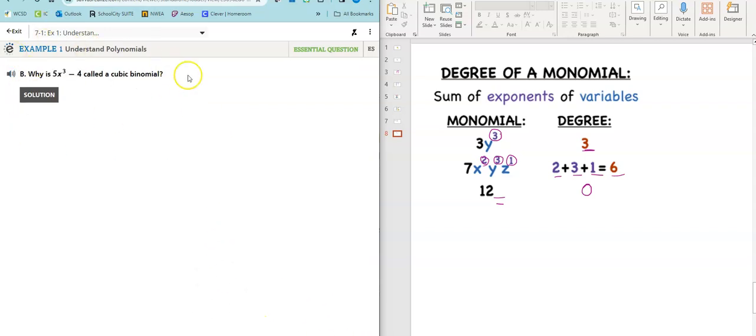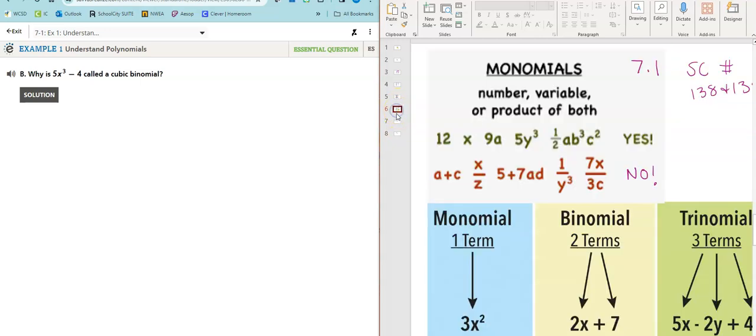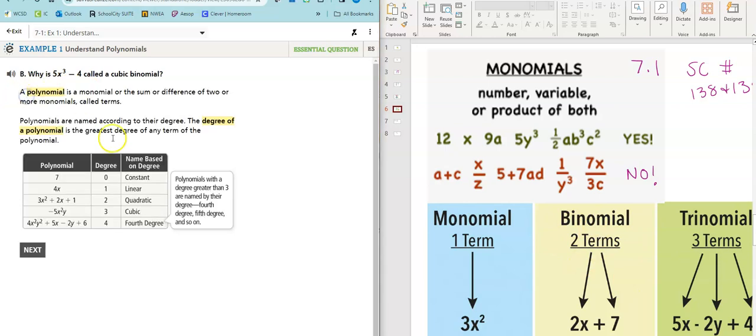Okay. So here we're going to look at this one. It says, why is 5 times x to the third minus 4 called a cubic binomial? Well, we know it's a binomial based upon the image we had before. Whoopsie, too far. Where we know binomials are 2 terms, but why is it called a cubic one?